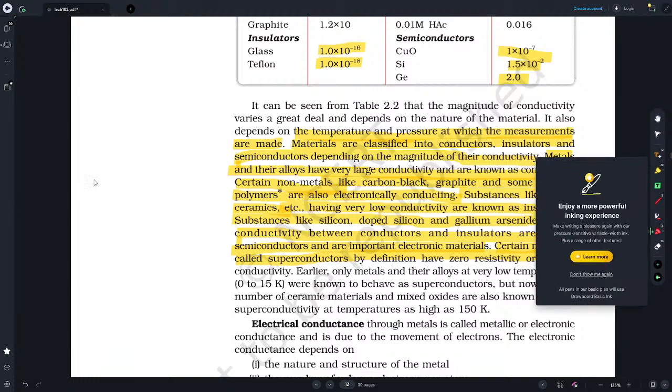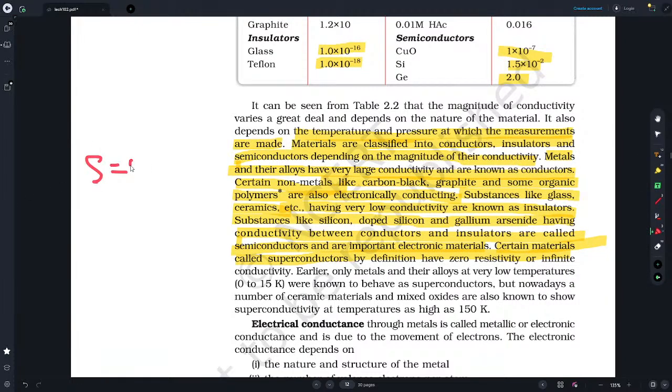Certain materials called superconductors by definition have zero resistivity, rho being 0, or kappa being infinity. These kinds of conditions are seen in superconductors. During the early ages, only metals and their alloys at extremely low temperatures of 0 to 15 Kelvin were known to behave as superconductors, but now a number of ceramic materials and mixed oxides are known to show superconductivity at temperatures as high as 150 Kelvin.